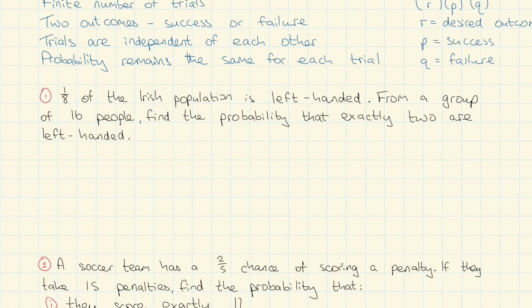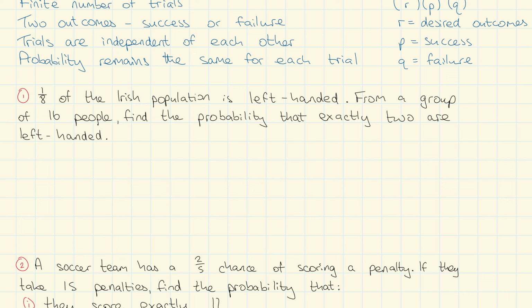Okay, we'll apply that here now to example 1. They tell us 1/8 of the Irish population is left-handed. From a group of 16 people, find the probability that exactly 2 are left-handed. So the use of the word exactly here signposts that we're dealing with a Bernoulli trial.